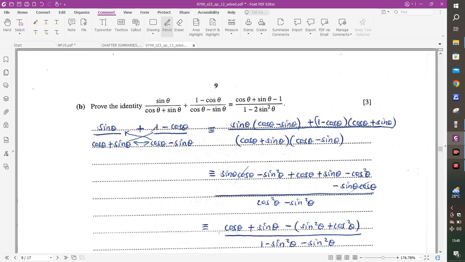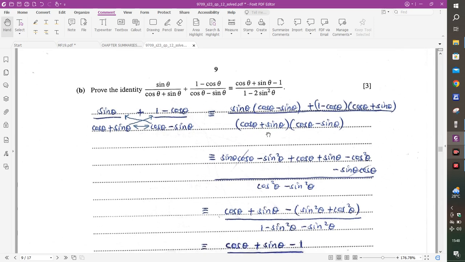I multiply it up here. So we shall have sine theta multiplying with (cos theta minus sine theta), and then (cos theta plus sine theta) multiplying with (1 minus cos theta). So now we open brackets, and of course down here this is like a difference of two squares, but you can open still the same way.